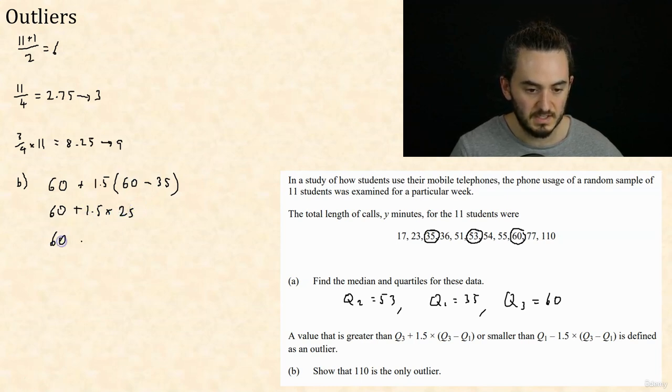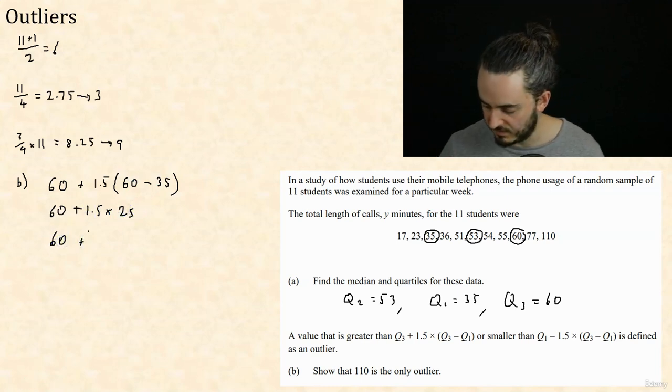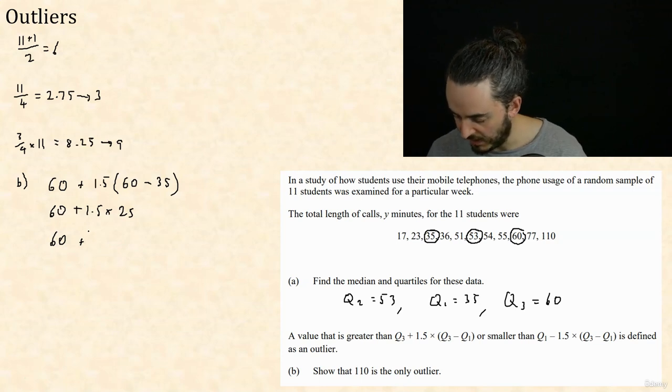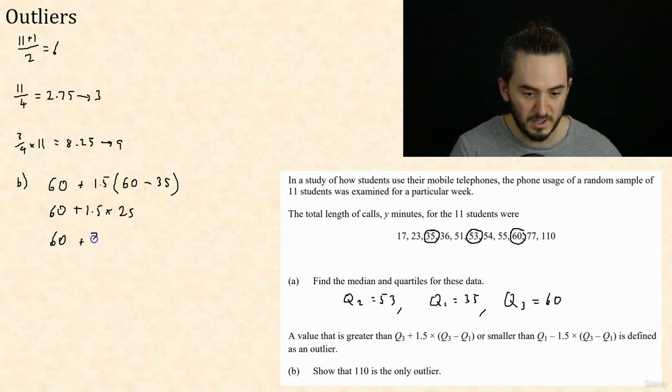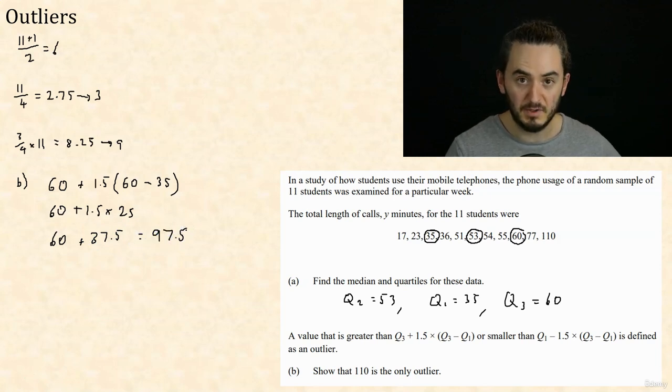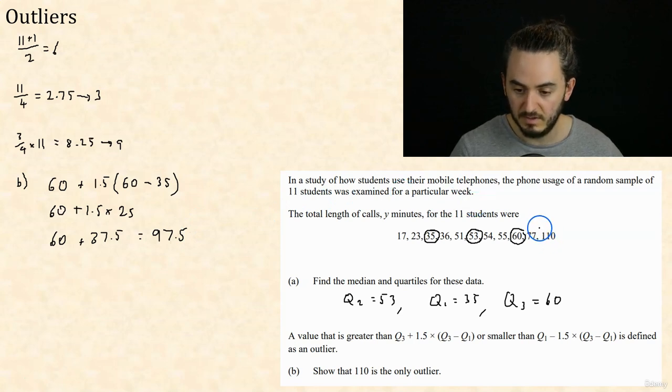So that's 60 plus, and I should be able to do this in my head, 37.5, which is 97.5. So anything bigger than 97.5 is an outlier, and the only term bigger than 97.5 is 110.